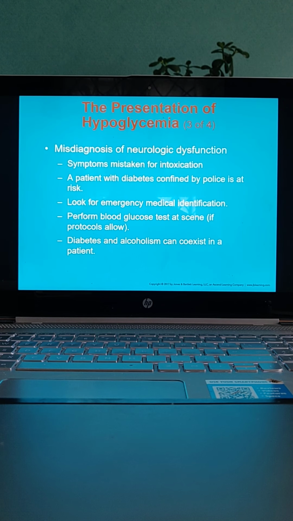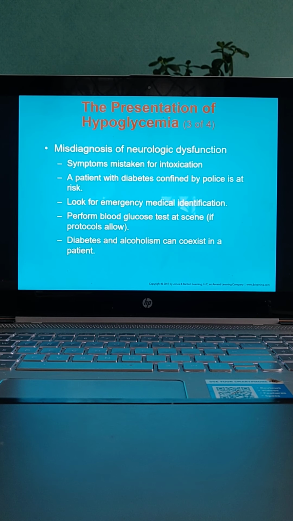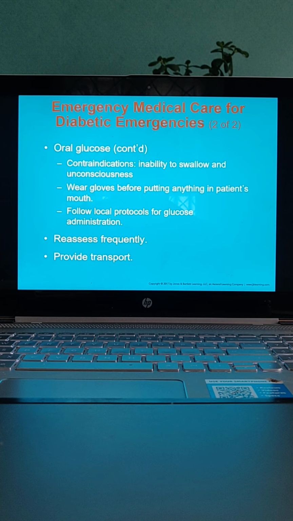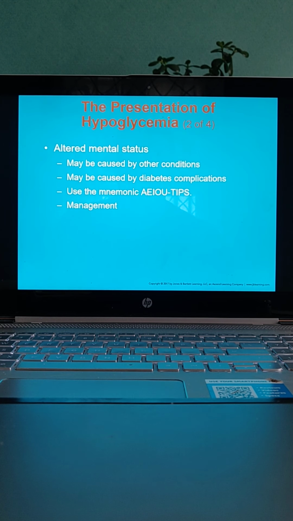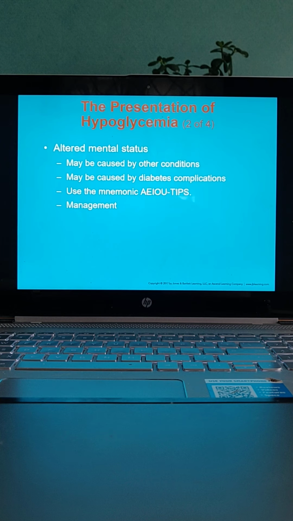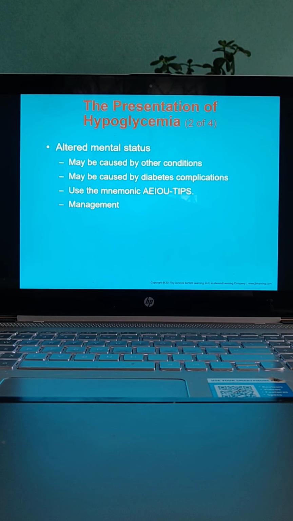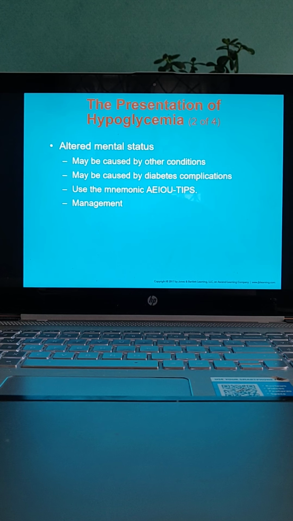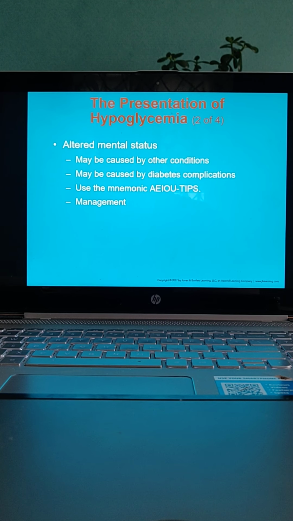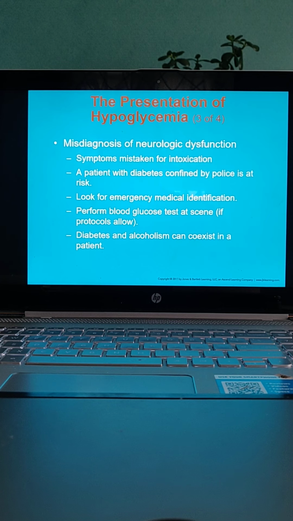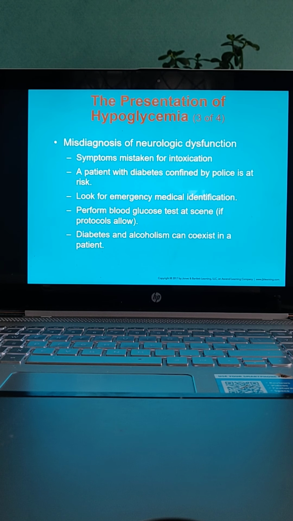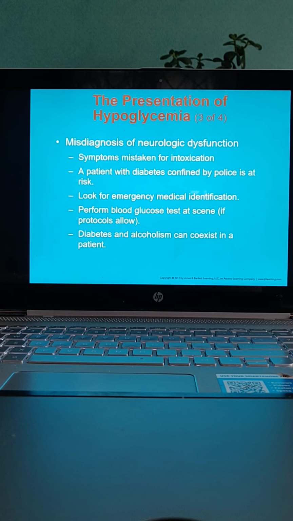Misdiagnosis of neurologic dysfunction. Okay, symptoms mistaken for intoxication. Just because somebody is acting like they're drunk doesn't mean that they're drunk. Just because a person has sweet smelling breath, like they drank a whole bunch of sweet liquor or something like that, does not mean that the person is an alcoholic. Does not mean that they are drunk. Okay, it may be caused by the diabetes complication. It may be diagnosed as hypoglycemia. Okay, could be they went to the bar, had a bunch to drink, but they haven't eaten since breakfast this morning. Now it's 9 o'clock at night.